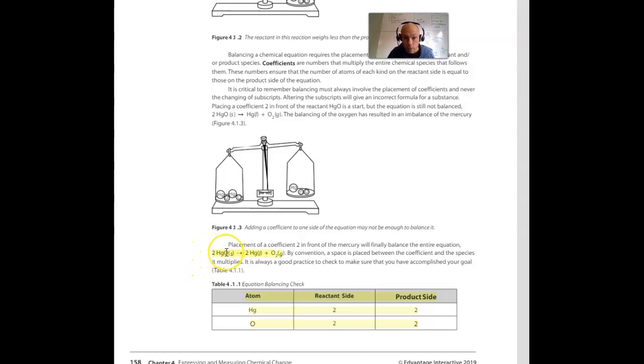Coefficients always get distributed throughout the formula. So if there's a 2 in front of HgO, that means there's 2 mercury atoms and 2 oxygen atoms on the reactant side. And then there's 2 mercuries on the product side we see. And O2 suggests there's 2 oxygens in the end as well. So notice that the number of each type of atom is the same in the beginning and the end, a hallmark of a balanced chemical equation.